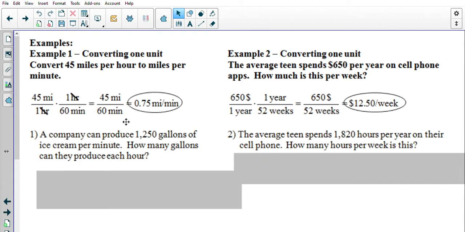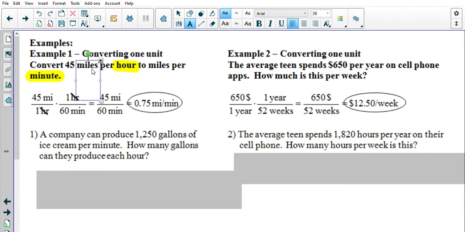I do want to read through the examples that are already typed up for us just to walk through these problems. So example 1, we're converting 45 miles per hour to miles per minute. So we are converting our hours to minutes. That's going to be really important for us. So I start off, I'm given the unit rate of 45 miles per hour, and I write that as a fraction, 45 miles over 1 hour. Since I'm converting hours to minutes, I look up the conversion between hours and minutes. I know that there are 60 minutes in 1 hour.